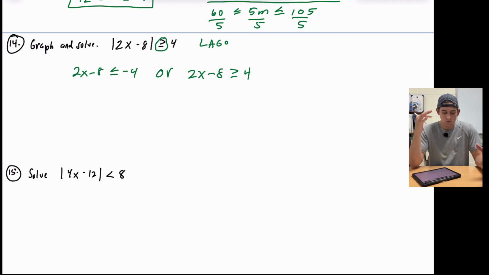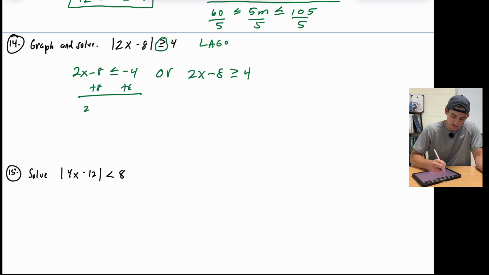So now we have two single inequalities joined with the word OR, so let's solve them separately, and then we can write our answer and graph it. So it looks like we're going to add 8, so we get 2x is less than or equal to 4, and we divide by 2, so we get x is less than or equal to 2.